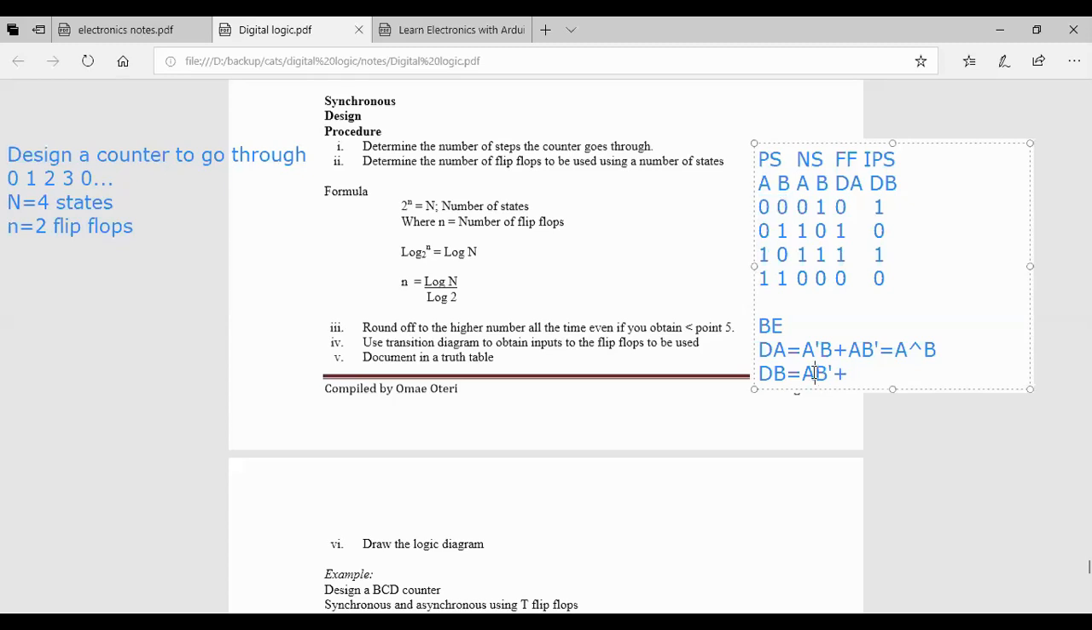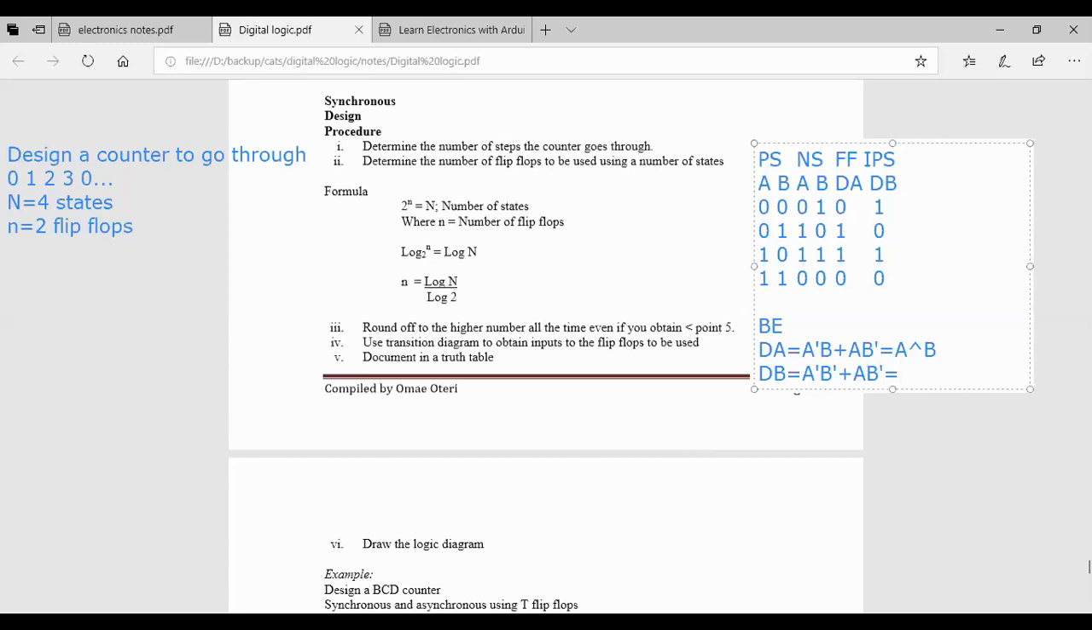A by B bar. It's A bar B bar. That's correct. A bar B bar. Or the next one is this one. Pick these ones. A, B bar. A B bar. If you look at that expression, it can be reduced using Boolean algebra.